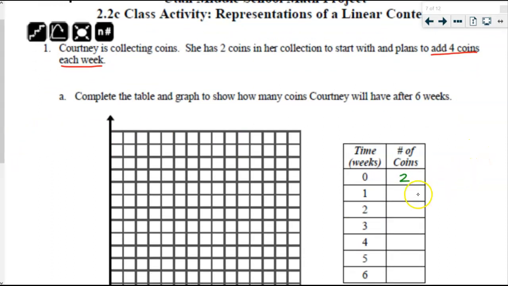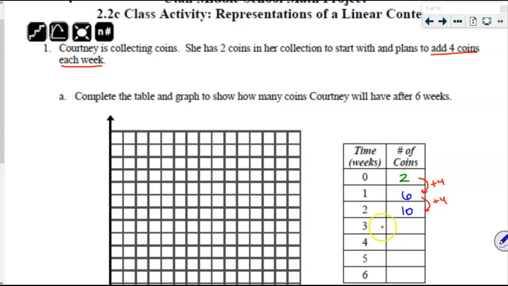Weston? Who can help him out? Ozzy? 6, because if she has 2, and she's adding 4 each week, 2 plus the 4 that she just collected means that she has a total of 6. Well, another week passes. How many coins is she collecting each week again? 4. So how many coins does she have now, Caleb? 10. You get the idea.